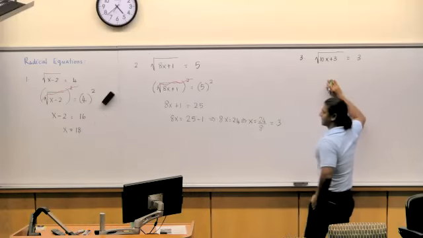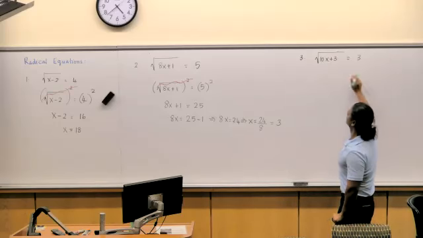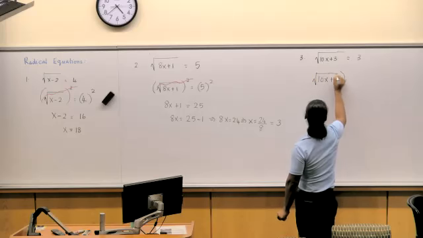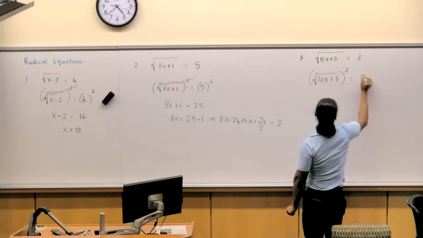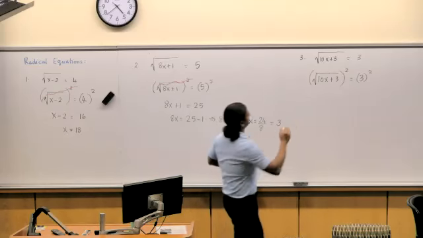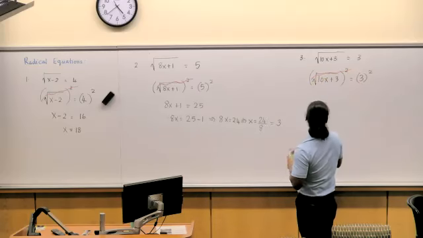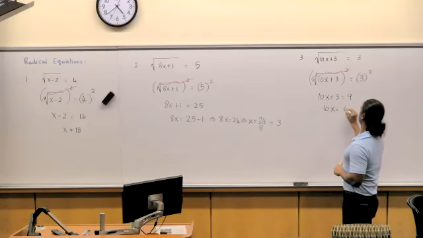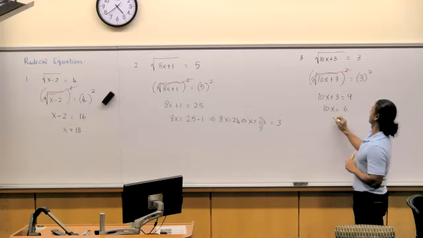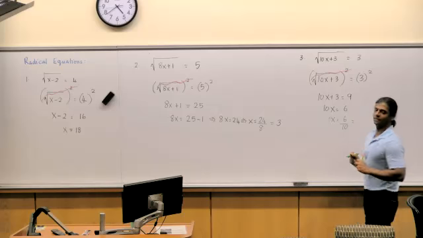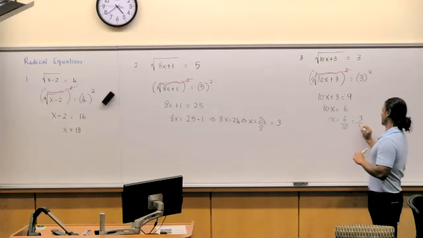What is the very first step? Square on both sides, so root 10x plus 3 would equal 3 squared. The root and the square will get cancelled. 10x plus 3 would equal 9. 10x equals 9 minus 3, which is 6. Divide by 10 on both sides, 6 over 10. If you simplify, that is 3 over 5.